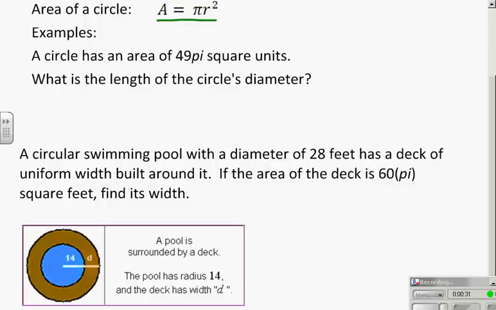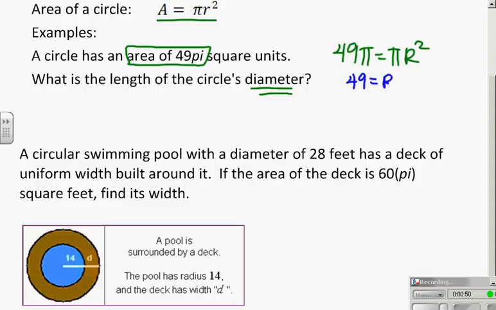So if I tell you a circle has an area of 49 pi, what's the length of the diameter? I can solve for the radius by saying 49 pi is equal to pi r squared. Area equals the area formula. If I divide both sides by pi, I find out that 49 is r squared. That makes r 7. My question asked for the diameter, and so it's 14 units because a diameter is 2 times a radius.